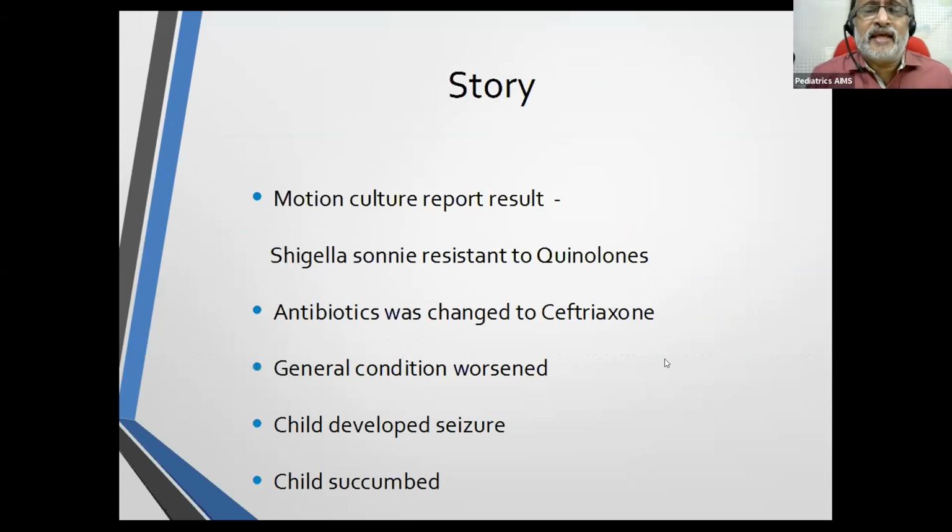So the stool culture report came: Shigella sonnei, Yersinia, resistant to quinolones. Antibiotics had changed to ceftriaxone.